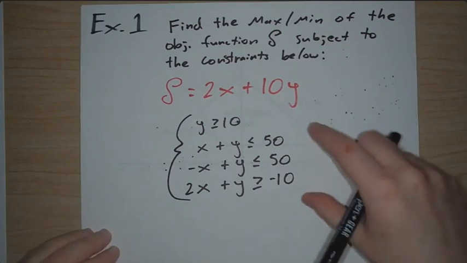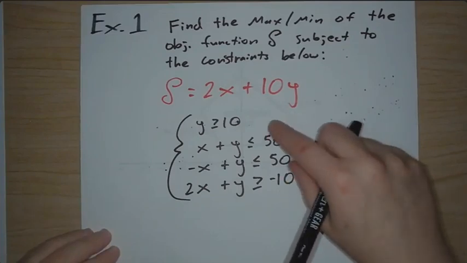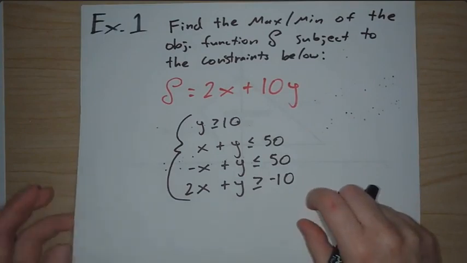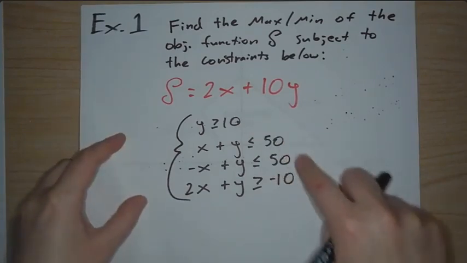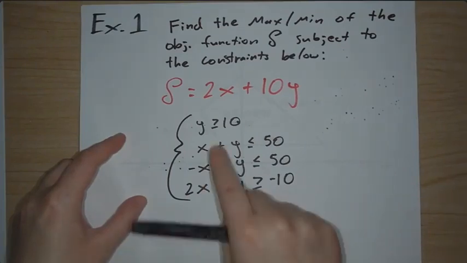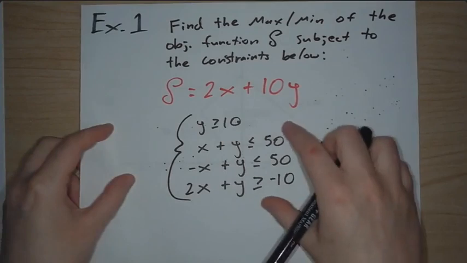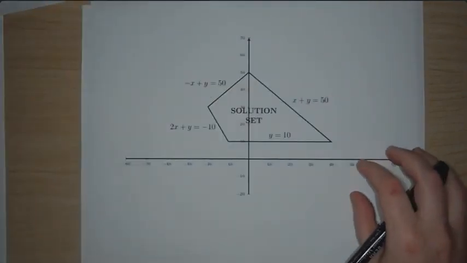So our first step is to actually find where all these constraints intersect with one another and graph them. If we graph these constraints, we're going to write it as y is equal to 10, but then go at greater than. So when we graph these, we'll end up with something like this.